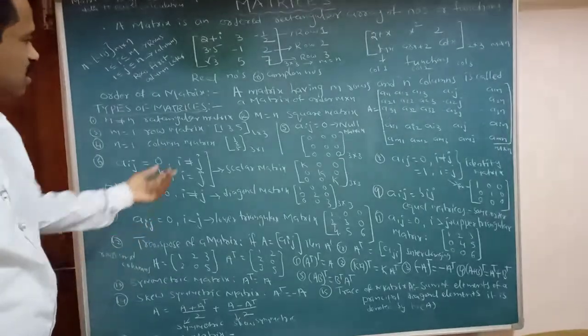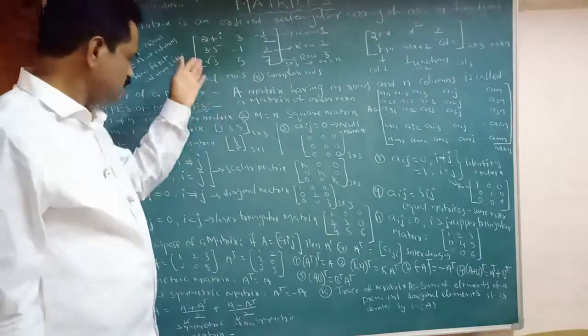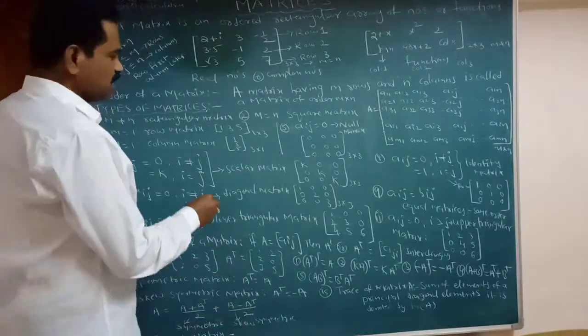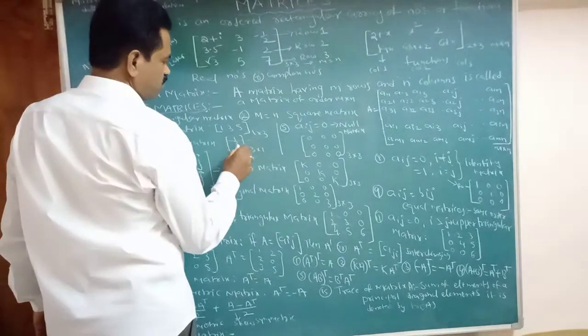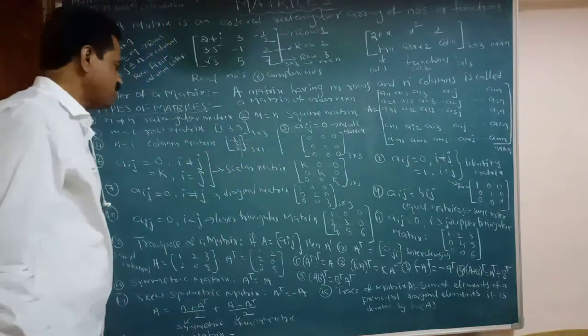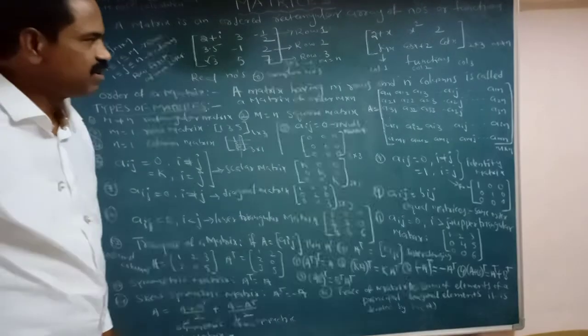For example, 1, 3, 5 is a 1 by 3 matrix. For a column matrix, write 1, 3, 5 vertically; it is a 3 by 1 matrix. Here, how many rows? One row, second row, and third row. Here there is one column. So it is a 3 by 1 matrix. Next, Aij equal to 0.